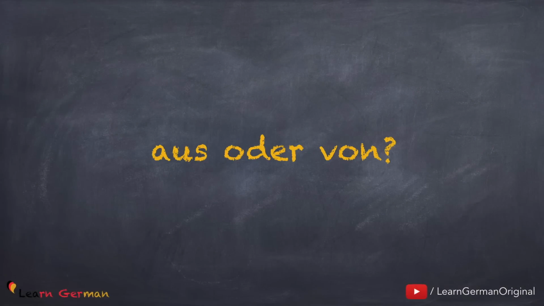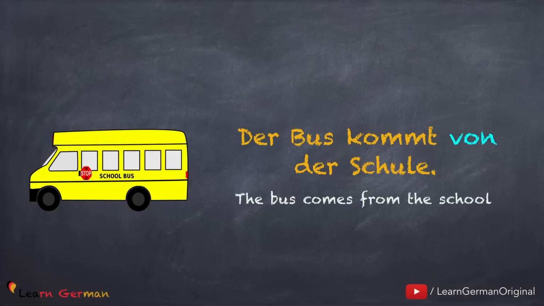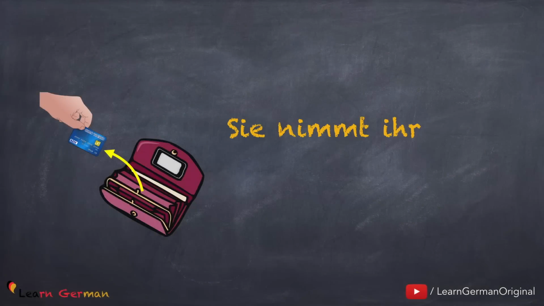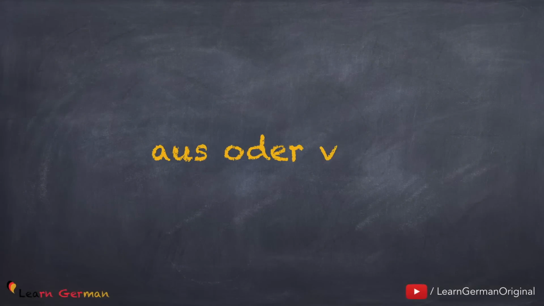So let's begin. Aus oder von. Let's first look at two examples. Der Bus kommt von der Schule. Sie nimmt ihre Karte aus der Tasche. A lot of people get confused whether to use von oder aus in both these contexts. Let's see how to differentiate between them.